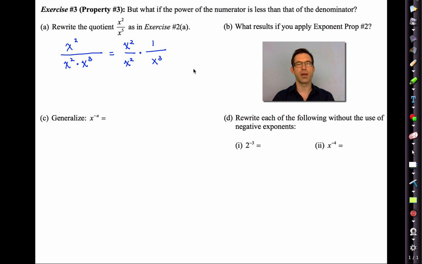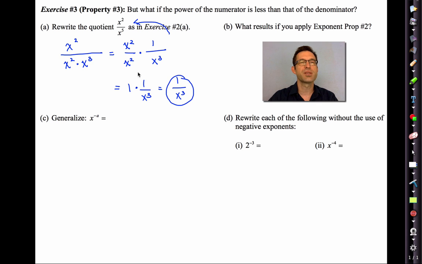Now I'm going to pause for a minute. I want you to look at that. Just make sure you feel comfortable with that. Certainly if we multiplied these two together, we would definitely have that. So here we're kind of unmultiplying. But again, x squared divided by x squared is equal to 1. This is just 1 divided by x cubed, so our final answer is just 1 divided by x cubed.